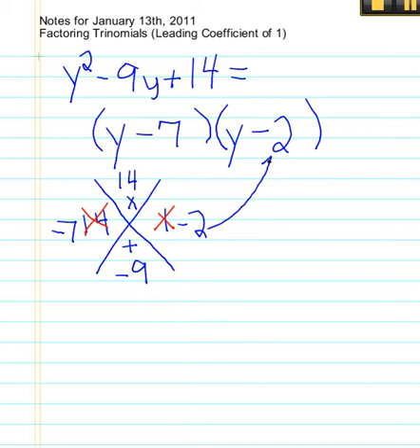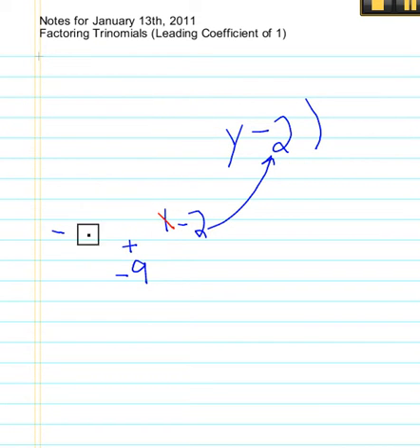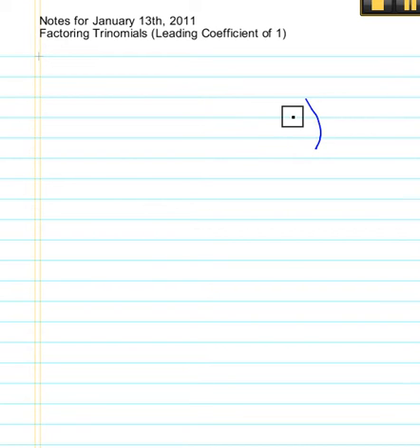The negative 2 can go there. The negative 7 goes there. And if we FOIL this out, we should see that it will give us the trinomial y squared minus 9y plus 14. Okay, we have a few more minutes on this podcast, so let's see if we can get just one more example in here.